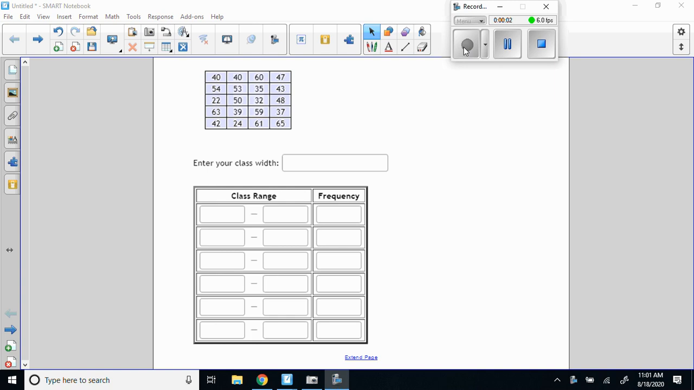Okay, so it's Tuesday, August 18th. We're on lesson 1.2. Before we do that, we're going to look at number 8 on homework 1.1.